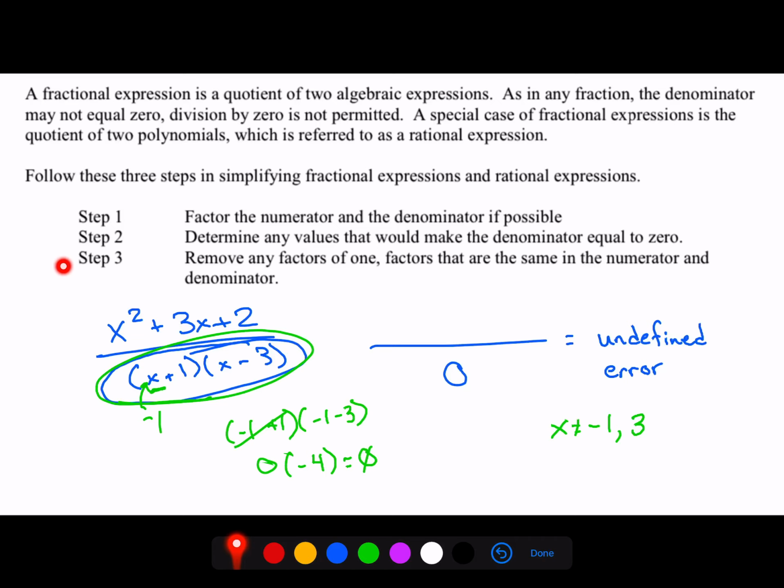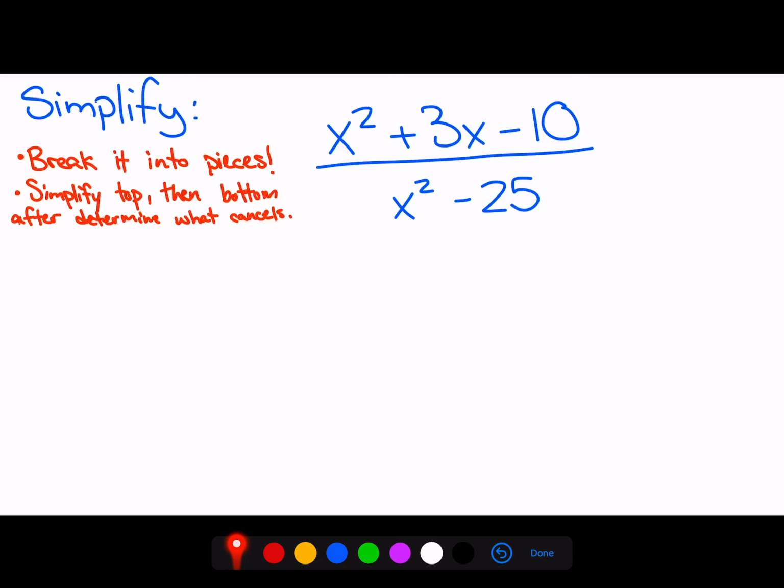Step 3, remove any factors of 1, factors that are the same in the numerator and denominator. So this is my favorite part. We cancel if anything can cancel. So if it's the same in the top and the bottom, we cancel them out and they're gone. So that's how we deal with these rational expressions. So, my best advice, break it into pieces, simplify top, then bottom, after determine what cancels.